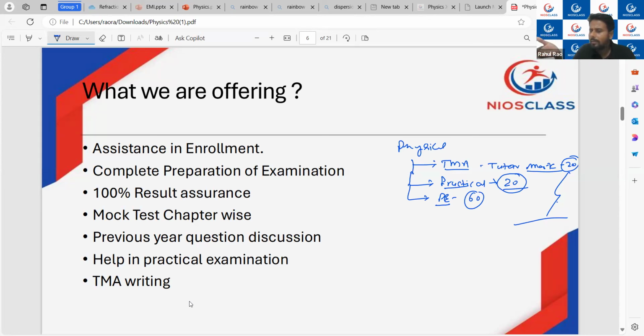For the practical examination also, we will help you make the practical files, how they will ask the questions, how the examiner will ask the questions. So all these things we will help you with. Correct?